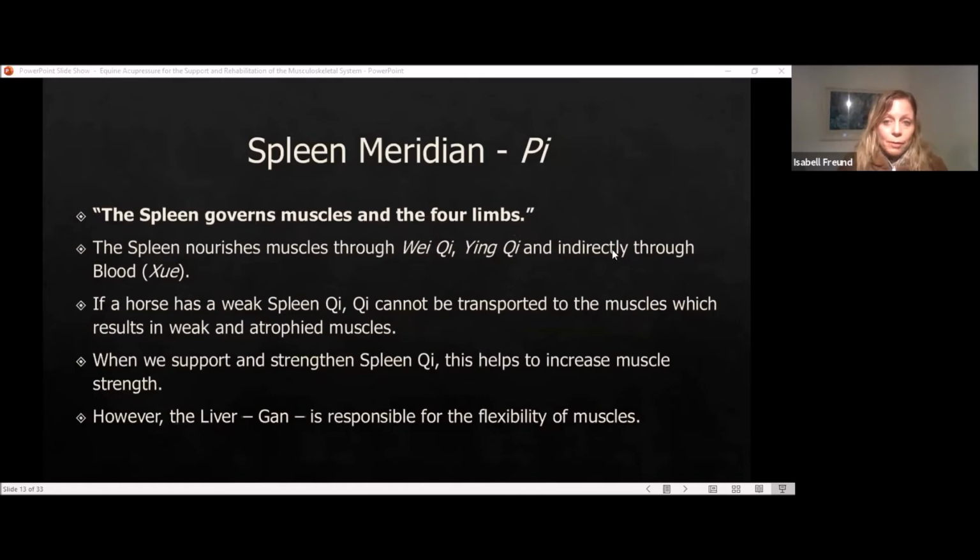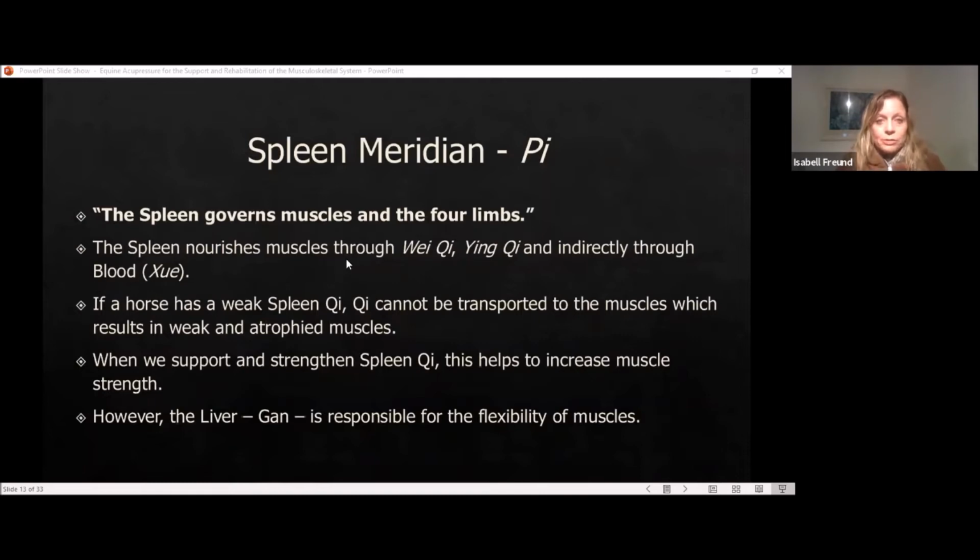And also the blood, xue in Chinese, where the spleen also plays a major role in transformation. And again, the term blood does include the blood the way we understand it, but also a few more functions in the Chinese understanding.